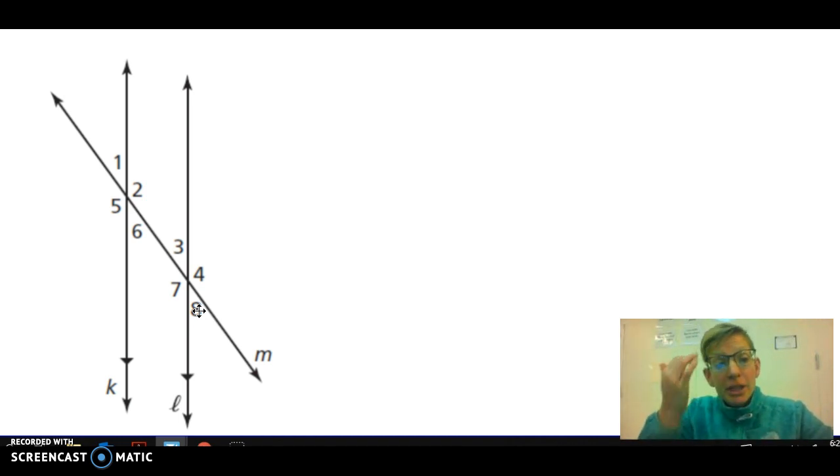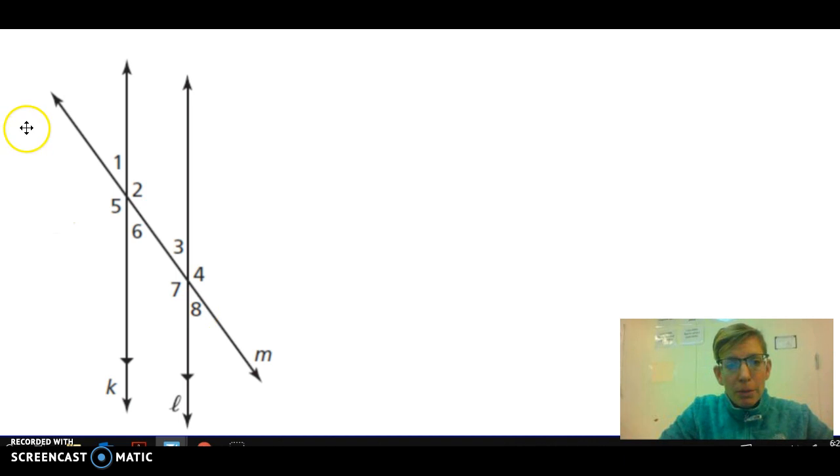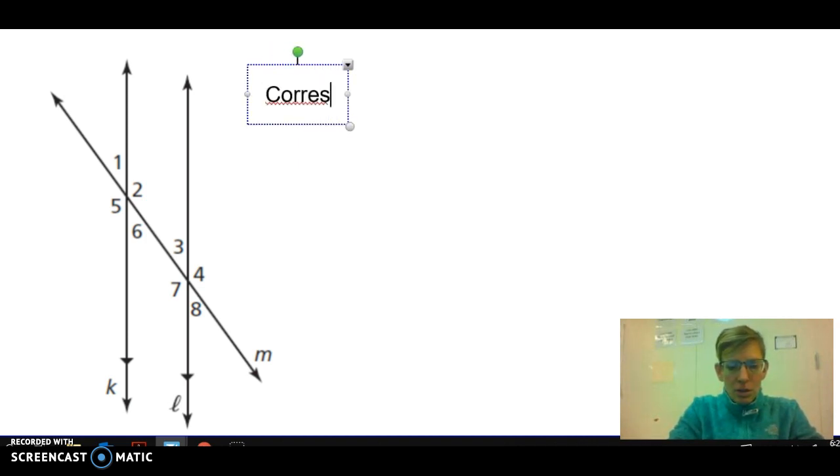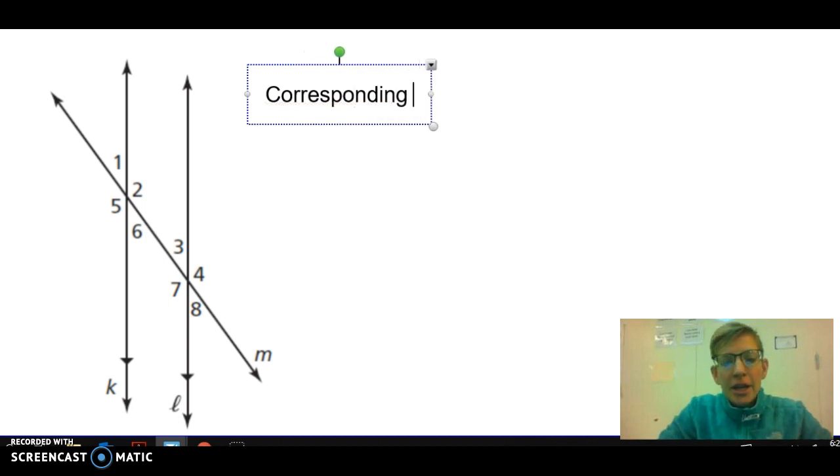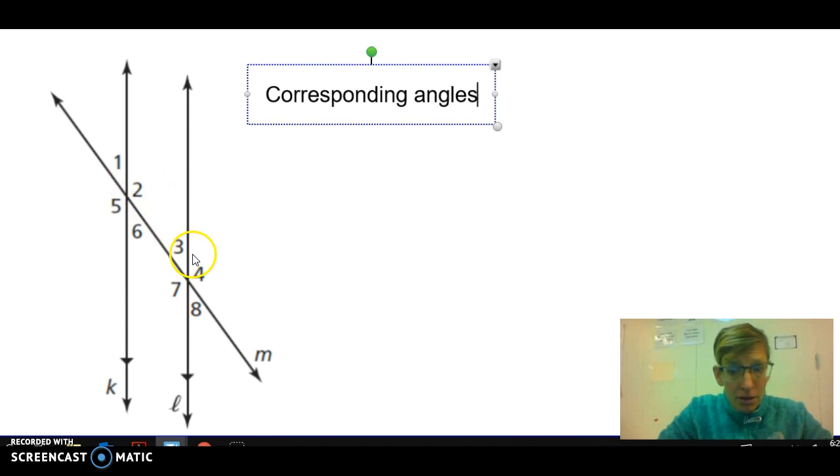So on that blue piece of paper, there are 4 vocab terms. Corresponding is the first one up in the top left, so let's chat about that one first. If we're thinking about corresponding angles, what we're talking about there is angles that are in the same position but on different parallel lines.